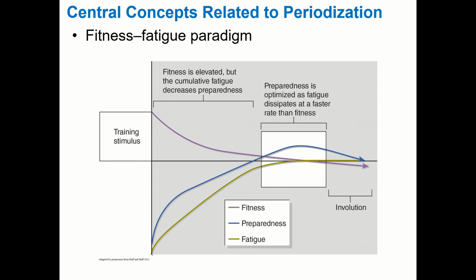So the idea is that we have this intersection again where we train them hard enough that we improve their fitness, but also we manipulate the training in such a way. So for example, think back to the other class where we talked about things like overreaching and then tapering. We reduce the volume as we get close to competition so that their fitness stays high, because we're going to maintain the intensity while reducing the volume. So their fitness stays high, and then the fatigue will drop off, and hopefully that'll facilitate an improvement in their preparedness, and then they'll have a really good competition when they go out there.